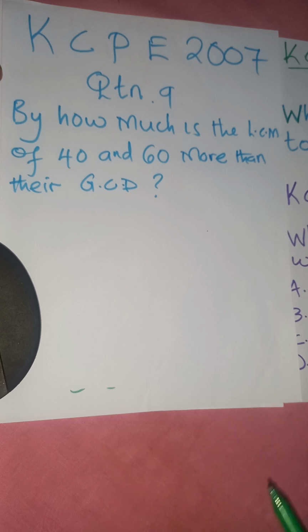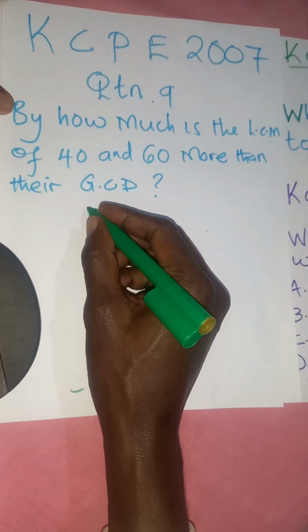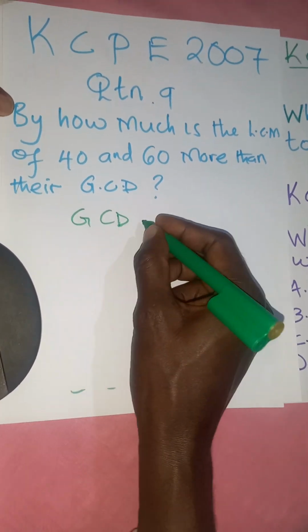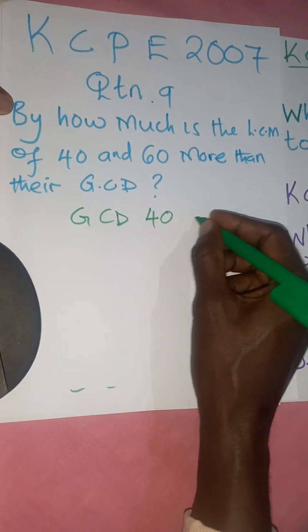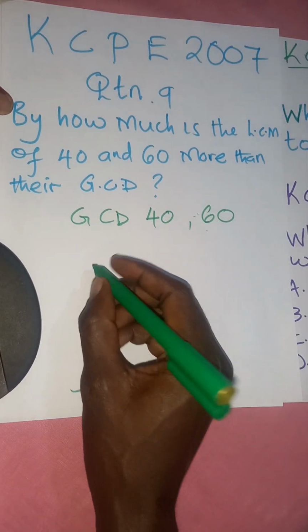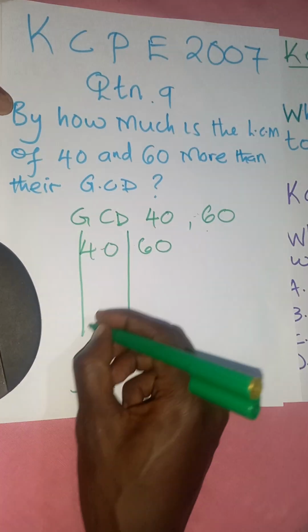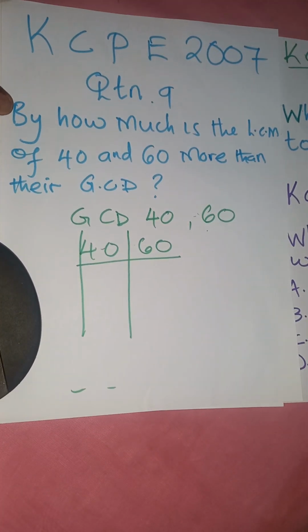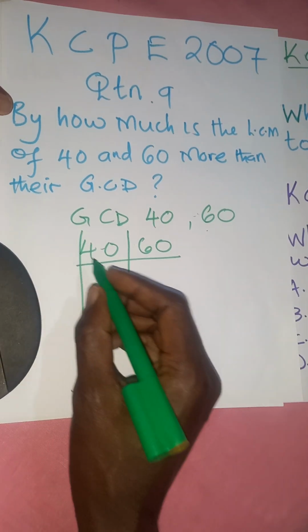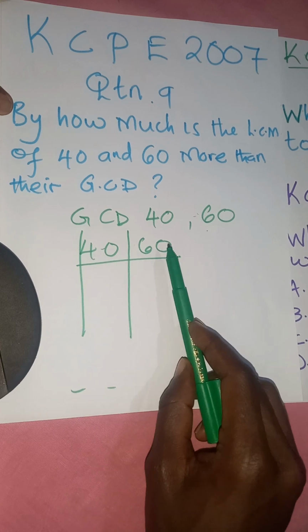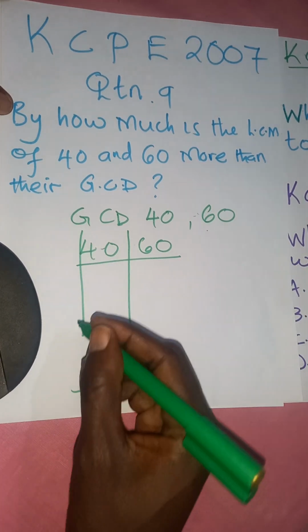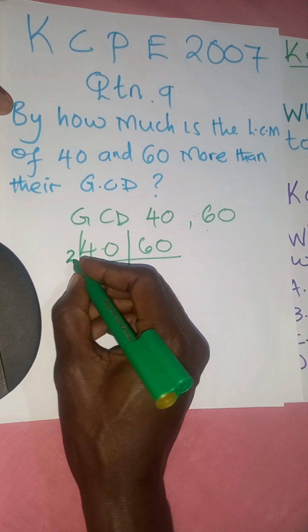Okay, so we start by finding the GCD of 40 and 60. So we are going to say 40 and then 60 here. Let us see the GCD. When you are finding the GCD, you divide each number by a common divisor. So the digit that I'm going to write here should be able to divide 40 and 60. So we start with the smallest digit, which is 2.